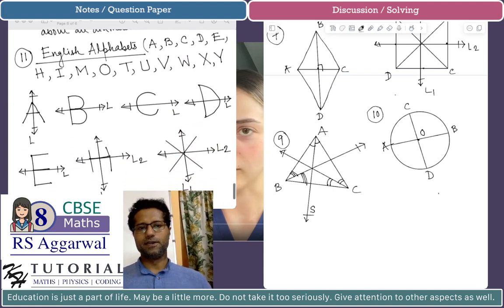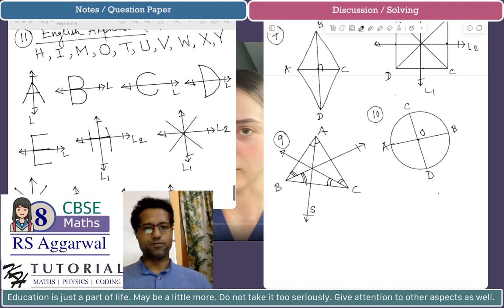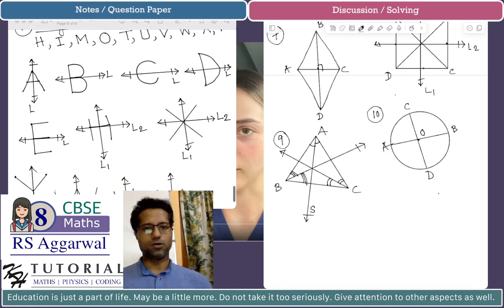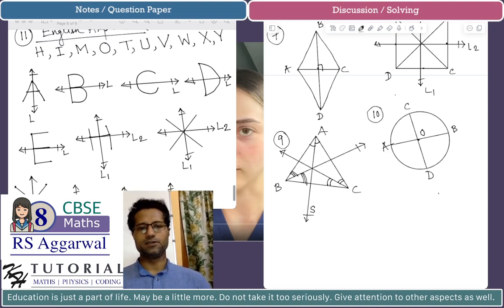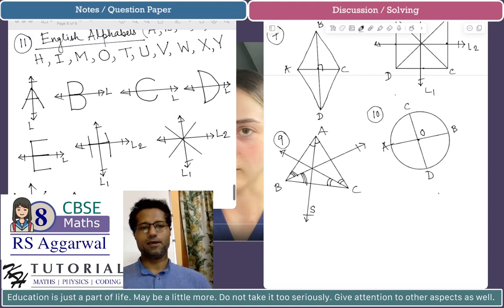Now there are some letters in the English alphabet which also have reflection symmetry, that is, they are symmetric about a line. And these letters are A, B, C, D, E, H, I, M, O, T, U, V, W, X, Y. I have drawn some letters and shown the line of symmetry. For example, the letter A has a single line of symmetry.